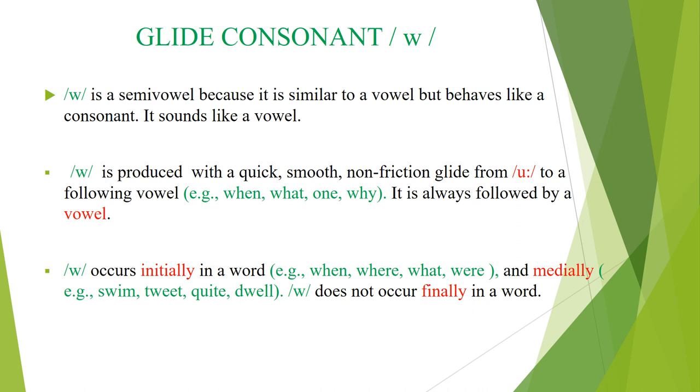Wa is produced with a quick, smooth, non-friction glide from oo to a following vowel. For example, when we say when, it's like saying oo-en. Win, what, one, why. It is always followed by a vowel.